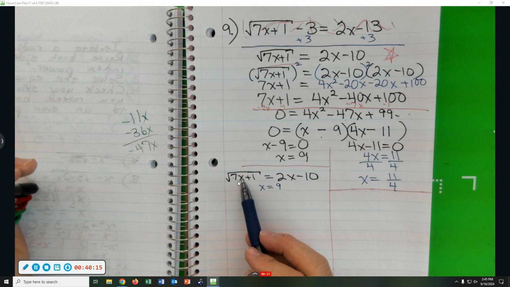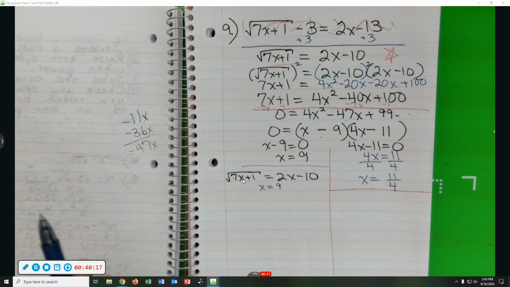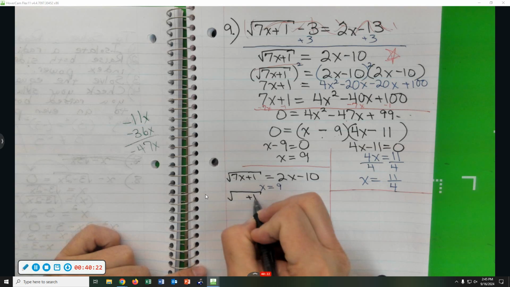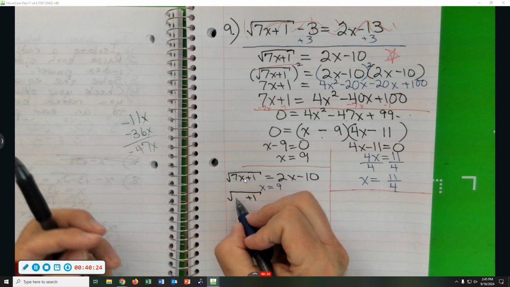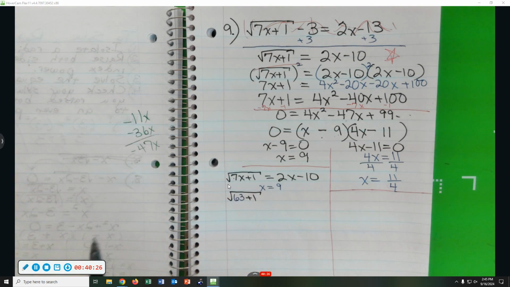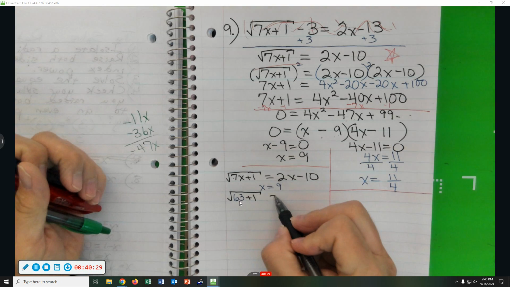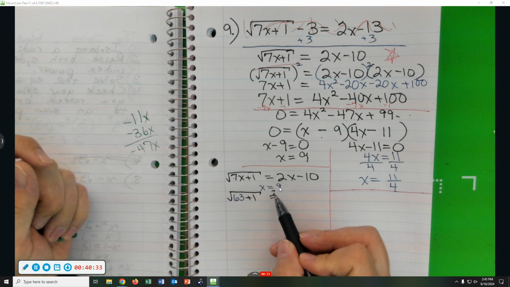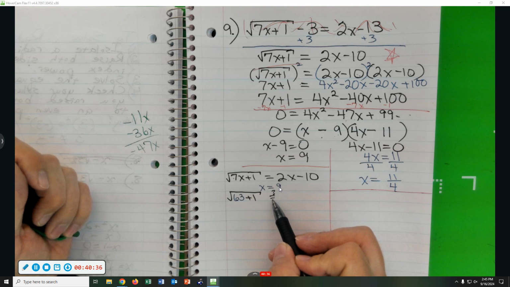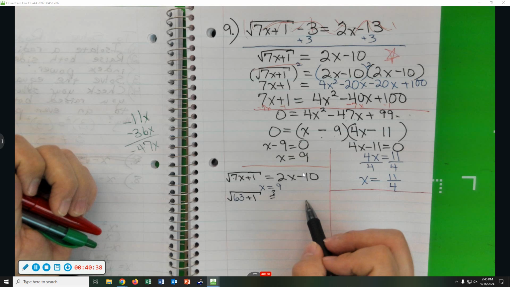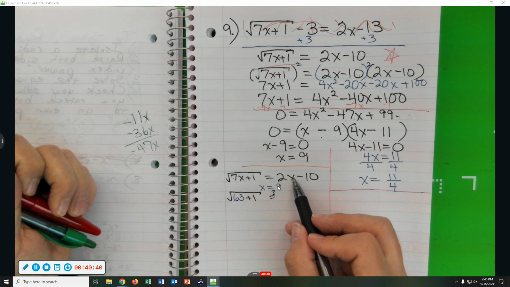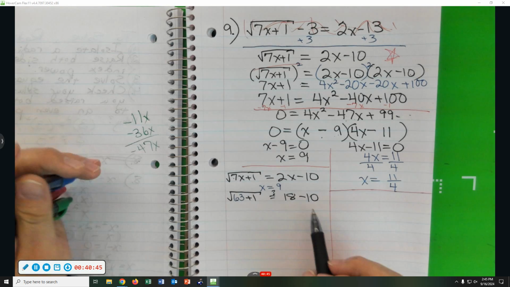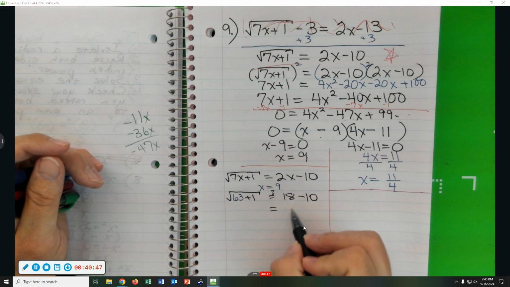7 times 9 is 63. So we have the square root of 7 times 9, which is 63. Will that be the same thing? That's a question mark equals there. Is the right side going to equal the same thing? That's a 2 times 9. That's 18 minus 10. Well, 18 minus 10, we know that that's 8.